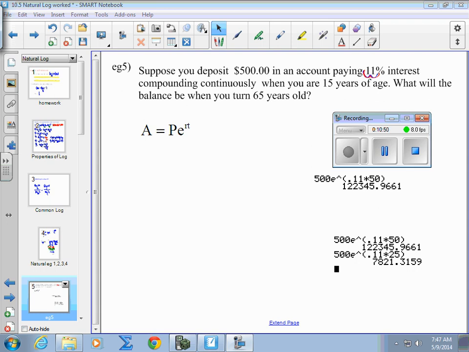So we're going to spend the next 3 days on word problems, growth and decay word problems that have to do with investment, and other word problems. I would write this down, yes. Suppose you deposit $500 in an account, paying 11% interest, compounding continuously when you're 15 years of age. What will the balance be when you're 65 years old?